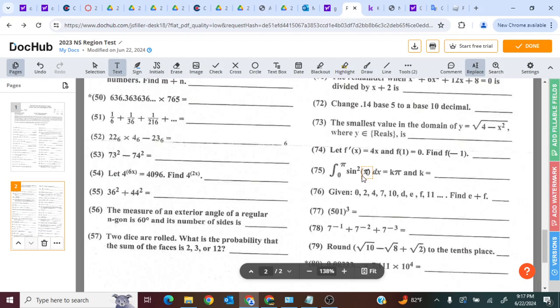Give me a sec. So integral of that. Actually, yeah, that's not easy at all. Hold up. I swear there's an easier way to do this.